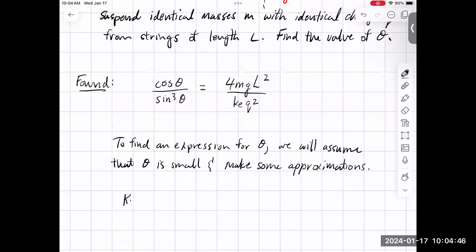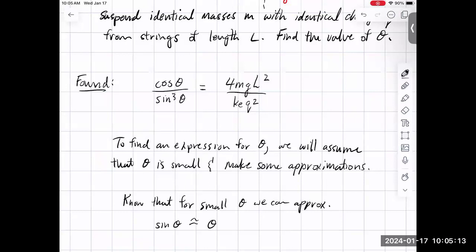So we know that for small theta, we can approximate sine theta as approximately equal to theta. That's what we used for the pendulum problem, and so we're going to use it again.